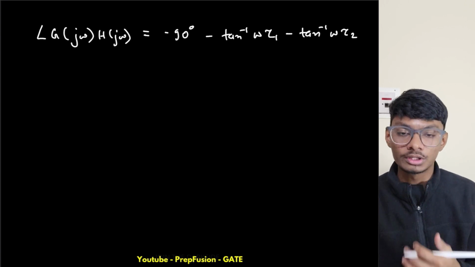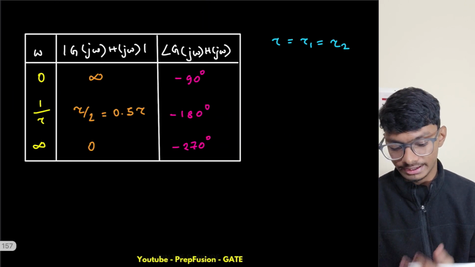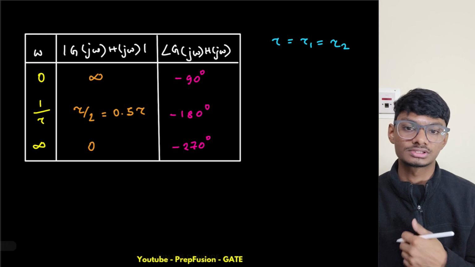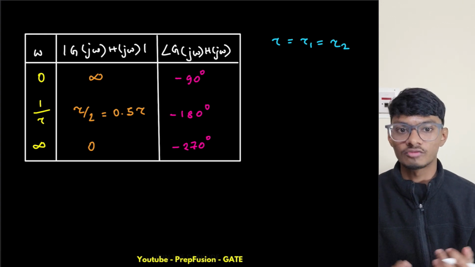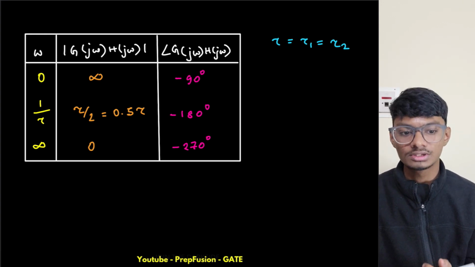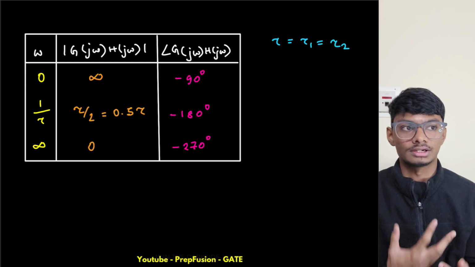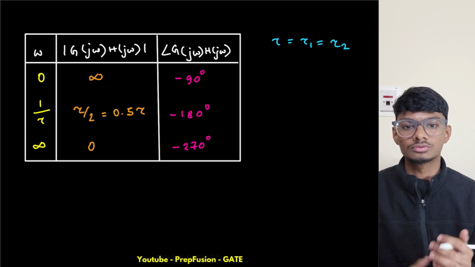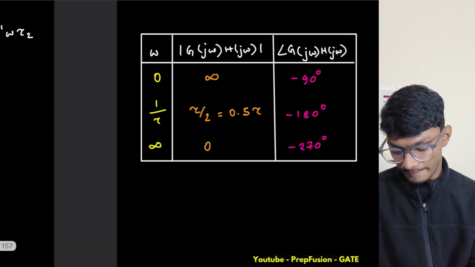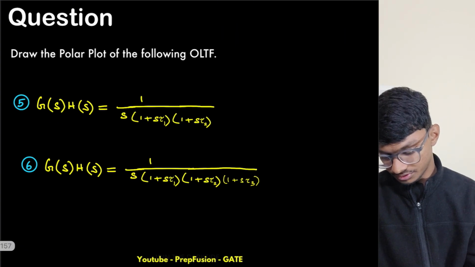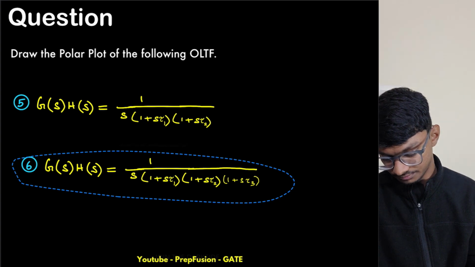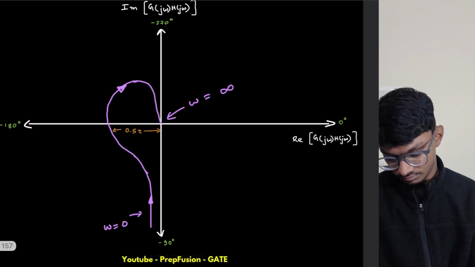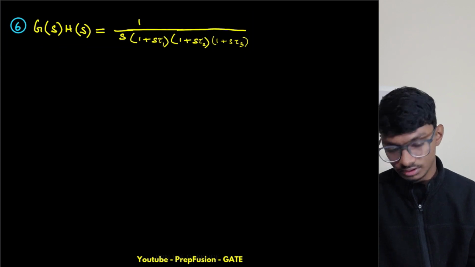So I'm just plotting a few standard OLTFs, so that with the help of this you can solve many questions. I'm plotting the standard OLTFs so that it comes into your mind that this OLTF will look something like this, and this OLTF will look something like this, so that you get accustomed to it. So now let's go for the sixth question. This is my sixth question basically.